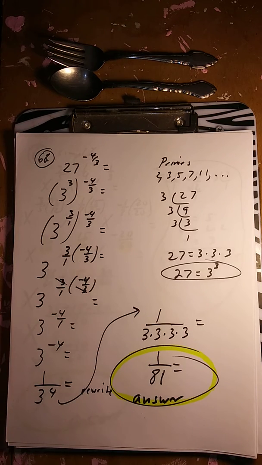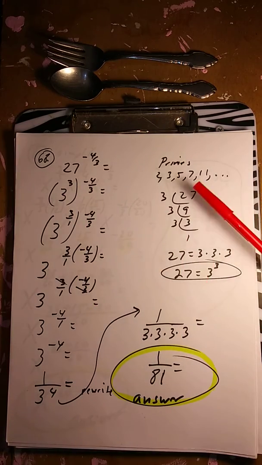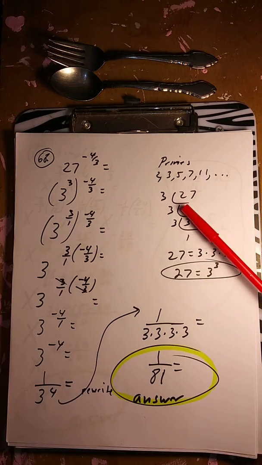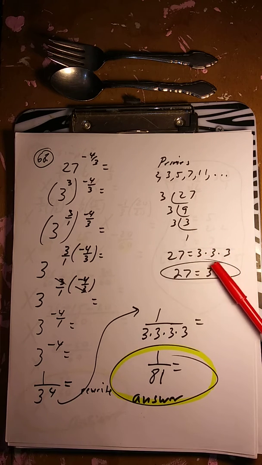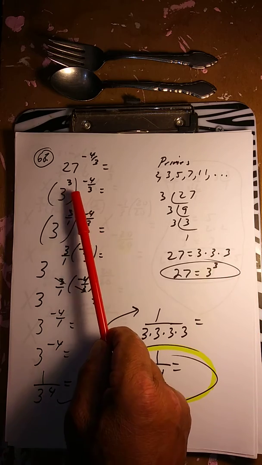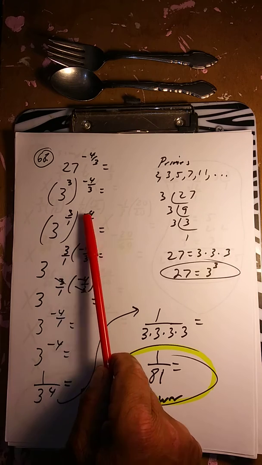To a negative power. Let's rewrite this. 27, prime numbers again. So 3 divides this, 3 divides that. 27, 3 divides 9, 3. 3 divides 3, 1. 27 is 3 times 3 times 3, or 3 to the 3 power. Put it back up here. So 3 to the 3 power times this number, 3 over 1 times that.